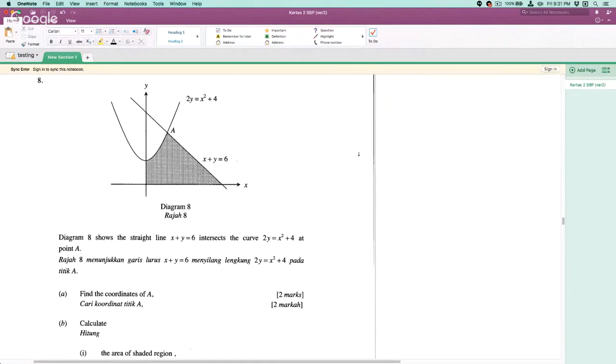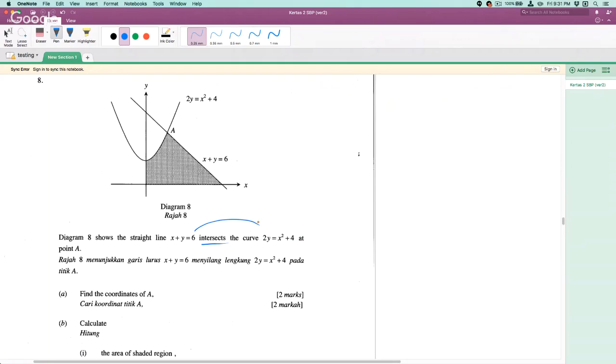Okay, for number 8. Diagram 8 shows the straight line x plus y equals 6, intersecting with the curve at a point A. Find the coordinates of A. Whenever there is an intersection, finding A is very easy. Always do substitution. This means I substitute this equation into the second equation.